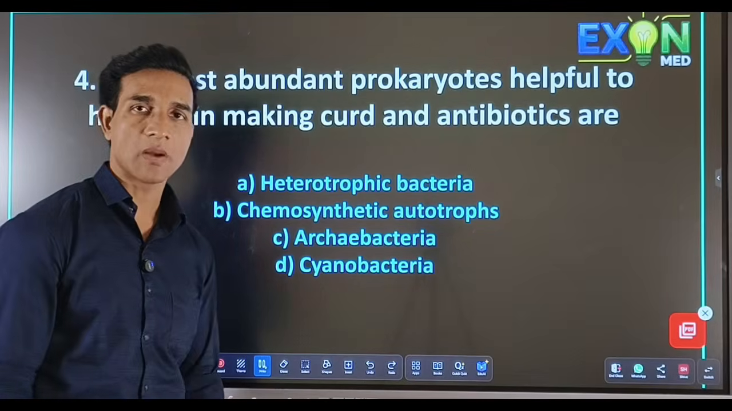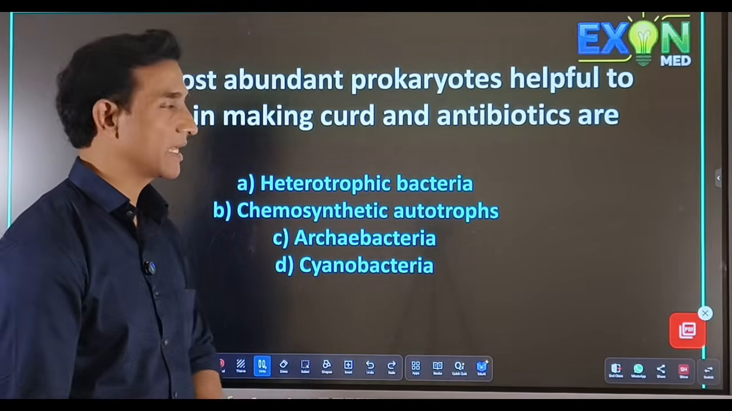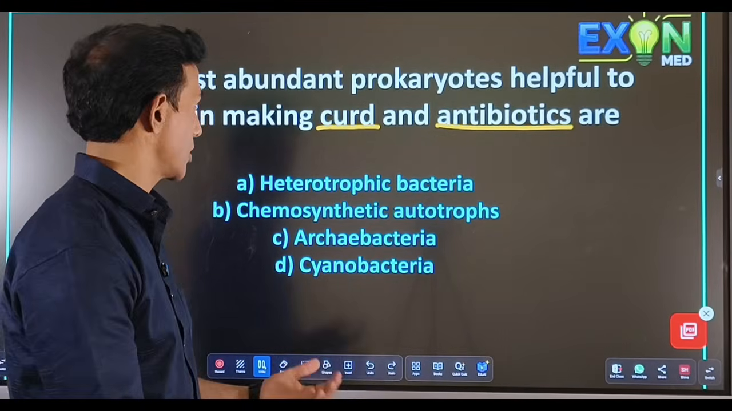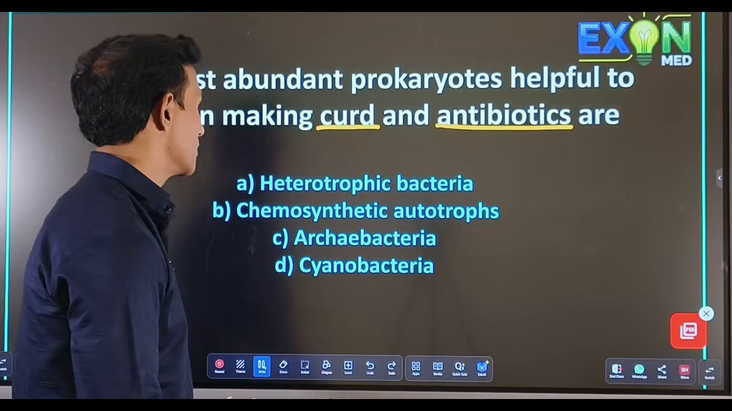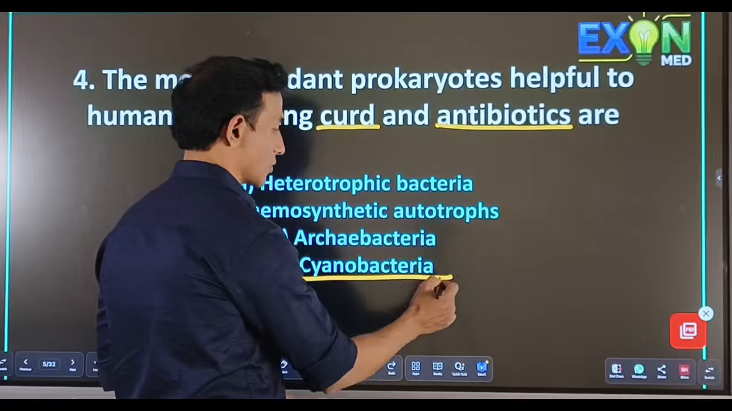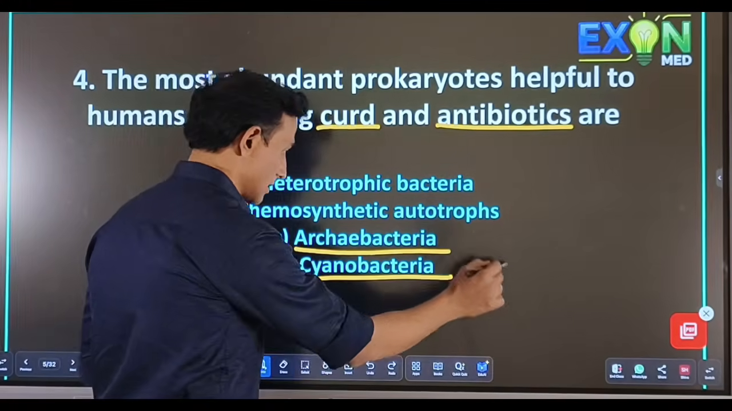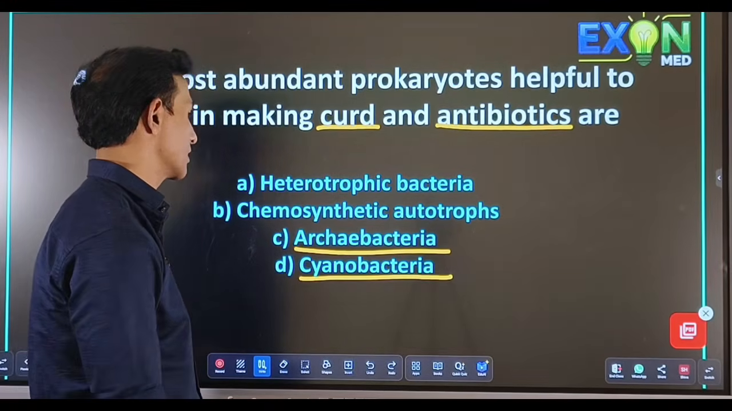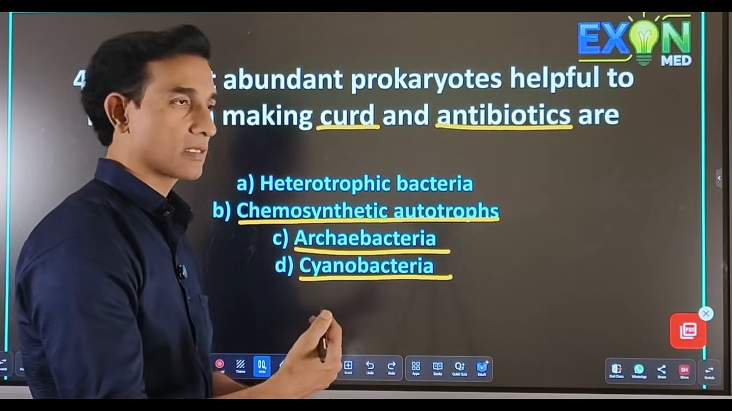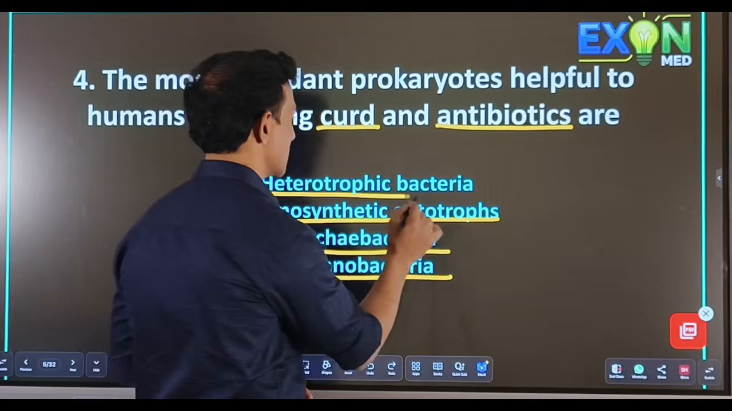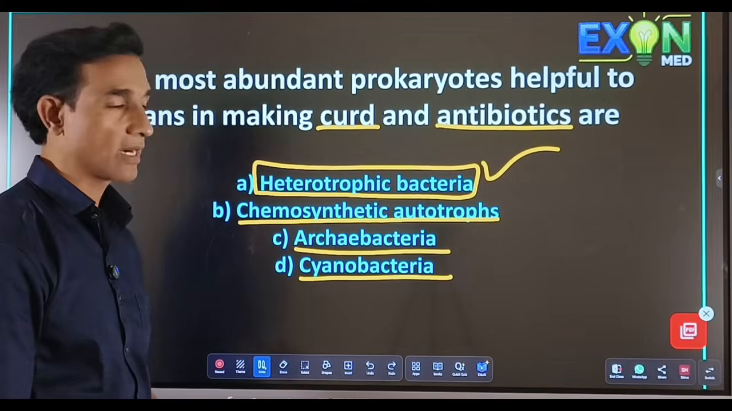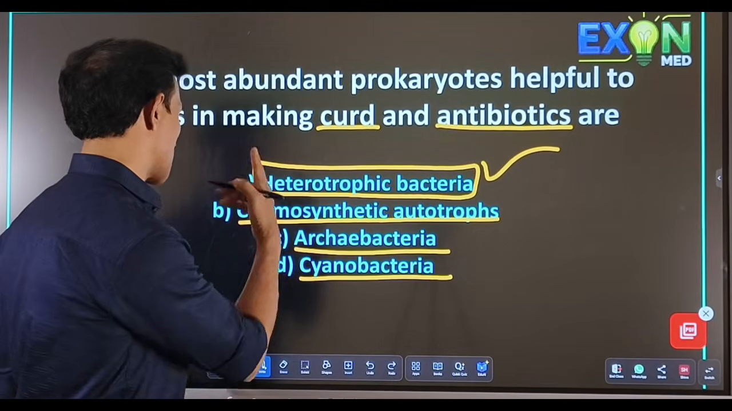Next question is, the most abundant prokaryotes helpful to humans in making curd and antibiotics. So these are bacteria, or prokaryotes, which are very useful for human beings. Heterotrophic, chemosynthetic, archaebacteria, cyanobacteria. We know cyanobacteria is a photosynthetic bacteria. Archaebacteria is the bacteria which live in extreme environmental conditions. Chemosynthetic autotrophs are the ones which use chemicals for synthesis of food. So the last option is heterotrophic bacteria. These are the bacteria which are useful in preparation of curd and antibiotics. So the correct option is A.